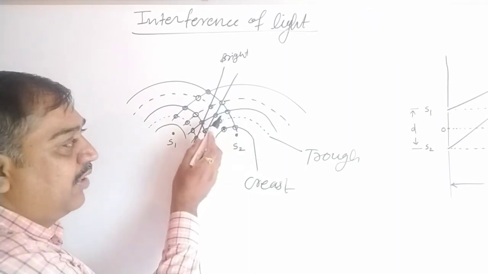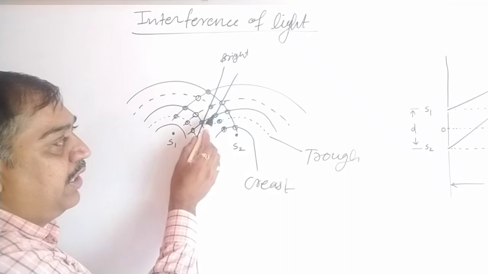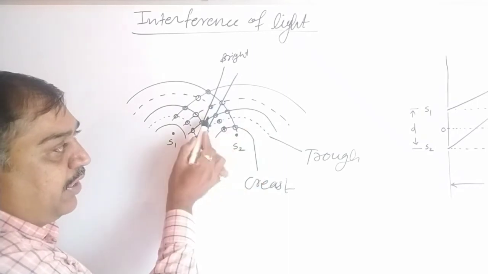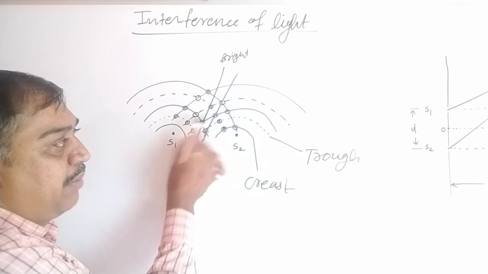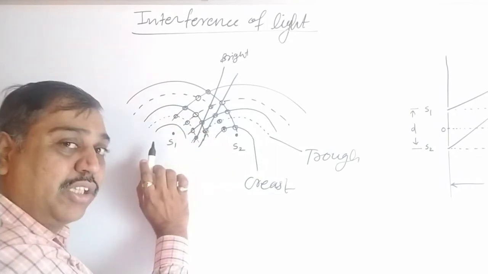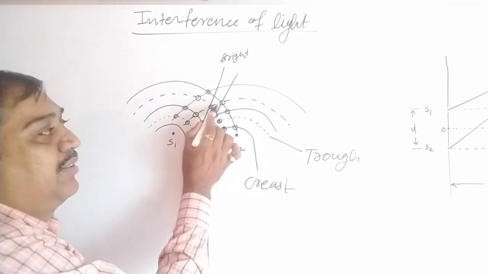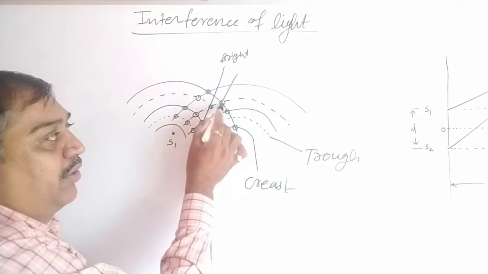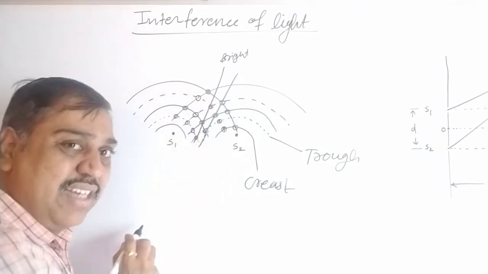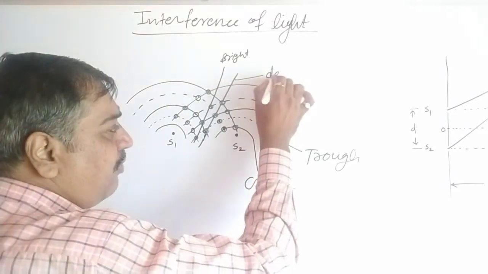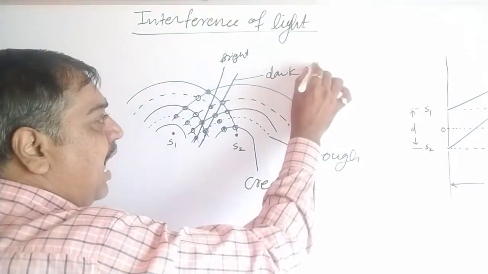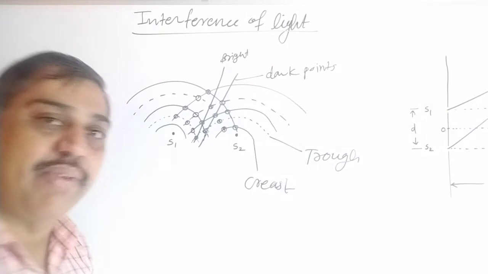Again, if you go further here, this is the crease of the second falling on the trough of the first. So again, this point is a minimum intensity point, or destructive interference point. Again, this is a trough of the second falling on a crease of the first, so we can say this is again destructive interference. I have drawn this blue line for dark points. Dark points means destructive interference.